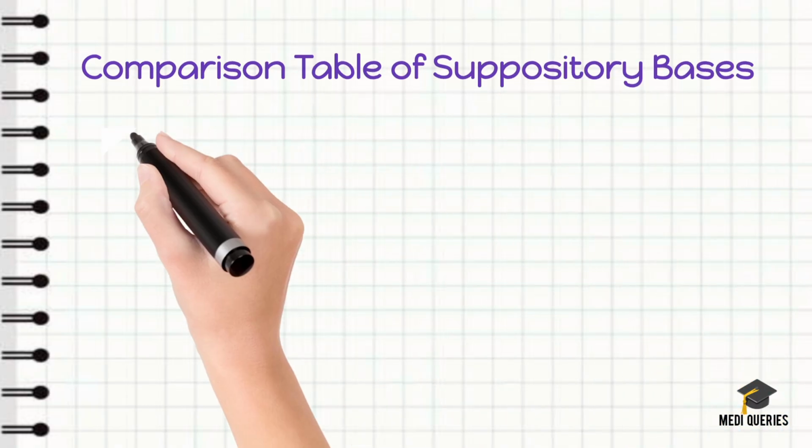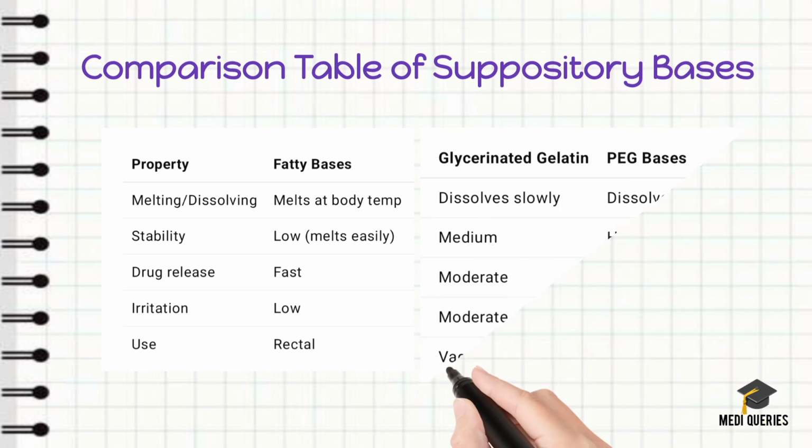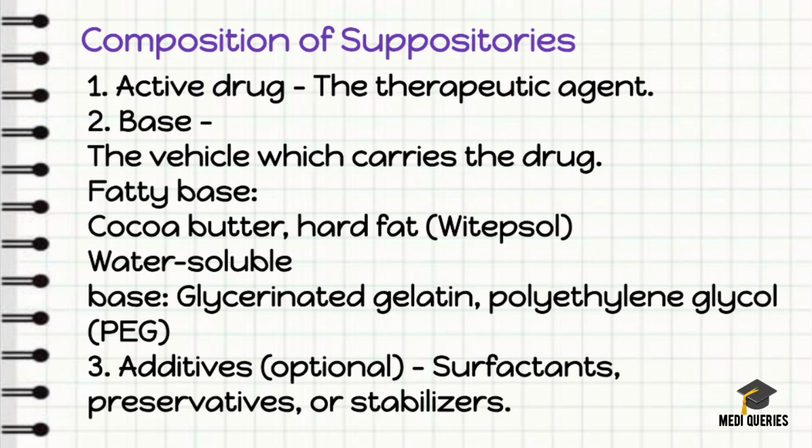Whereas coming to the water soluble bases like PEGs and glycerinated gelatins, they are used when prolonged action or chemical stability is required. So factors such as drug solubility, intended site of administration, stability, and patient preference influence the choice here. So understanding the properties of each base ensures a safe, effective, and stable suppository formulation.